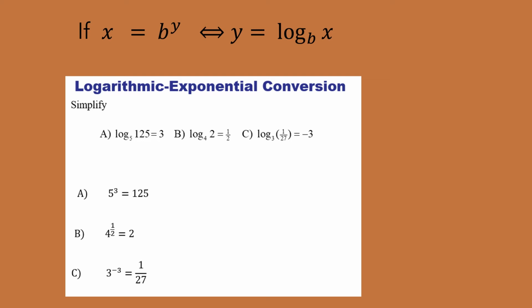Simplifying this, we can say the base is 5, so 5 raised to the exponent 3 will be 125. In the second question, the base is 4. 4 raised to half will be 2. So the exponent is half. Base is 3, 3 raised to the exponent will be 1 by 27.